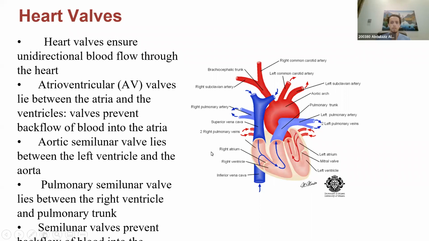Okay, so heart valves, very simple concept. There's two types of valves, as you know: AV valves and semilunar valves. From their name, you can already describe main points about them. The atrioventricular valves help you with the anatomical point of location. It's between the atrium and the ventricles. And the semilunar valves are between the ventricles and the corresponding structures, whether that be the aorta in the case of the aortic valve and the pulmonary trunk in the case of the pulmonary valve.